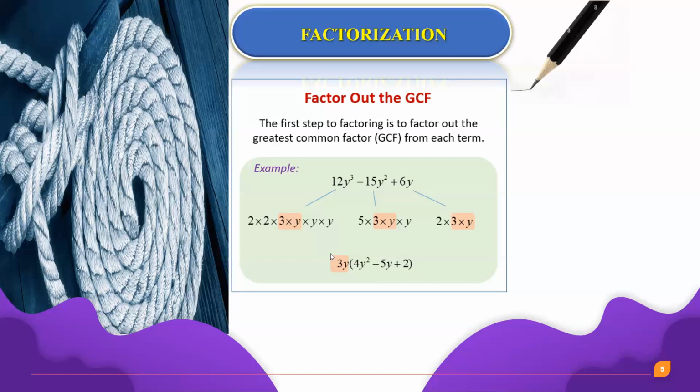So this 3y is put outside the brackets. Then inside we remain with 4y squared minus 5y plus 2, close the brackets.